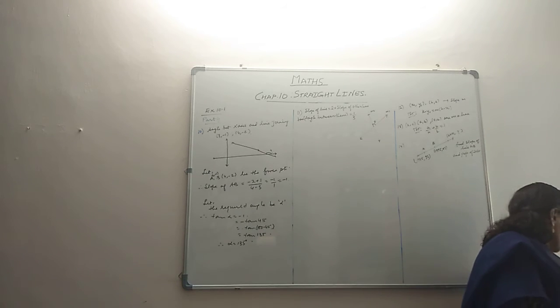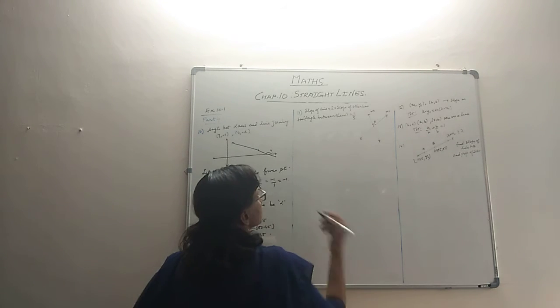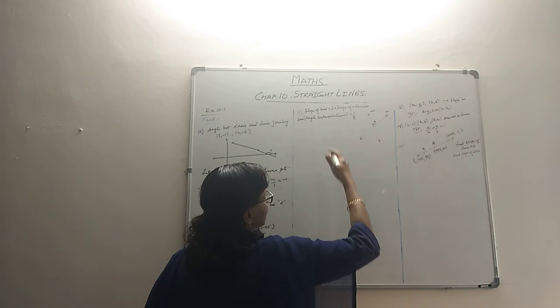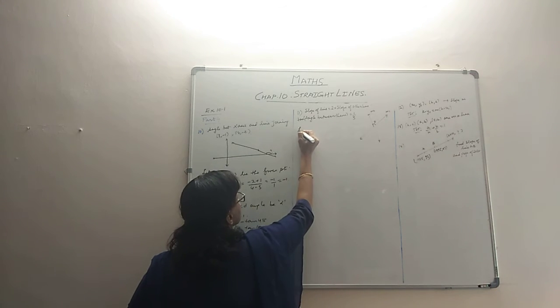And we quickly move to the 11th problem, which says: find the slope of the line that is double the slope of another line, and the angle between them is 1/3. So one line has double the slope of the other line, and the angle between them is theta. So more or less shown in the figure.